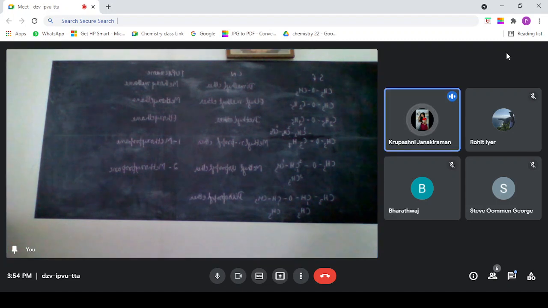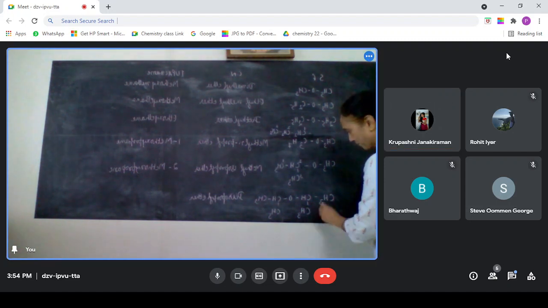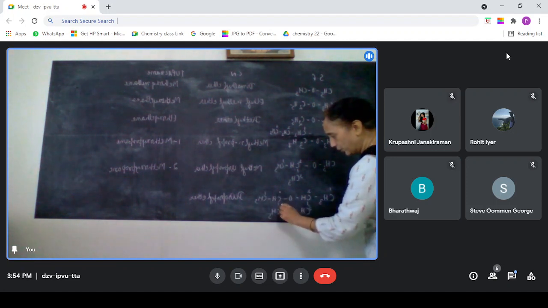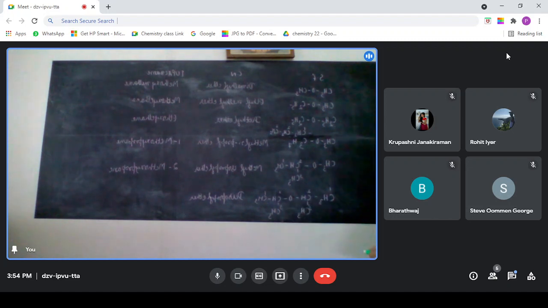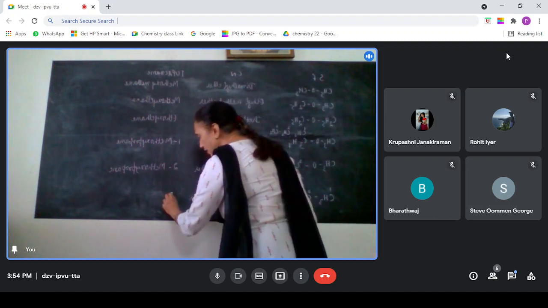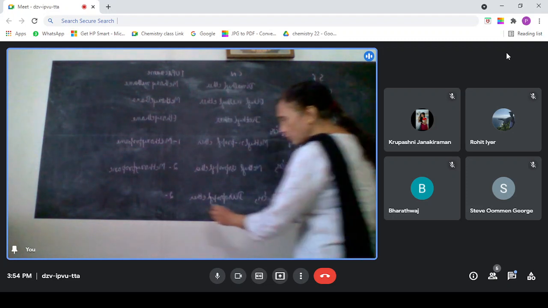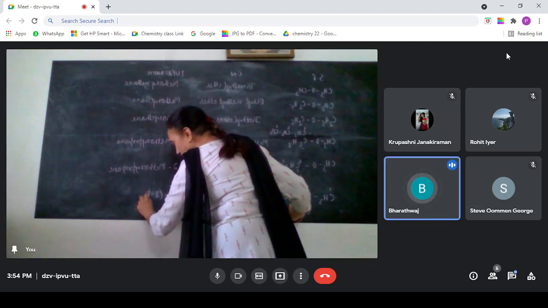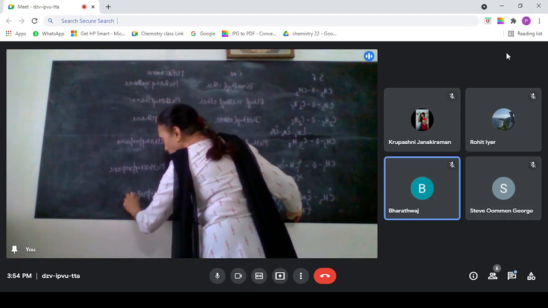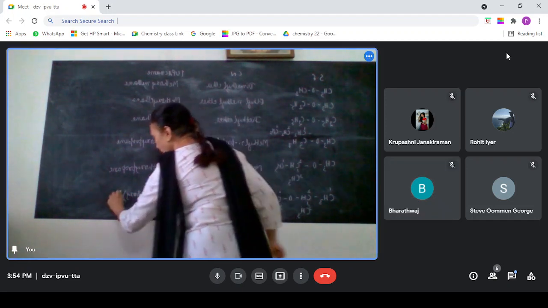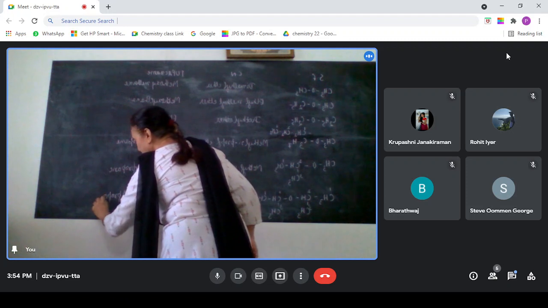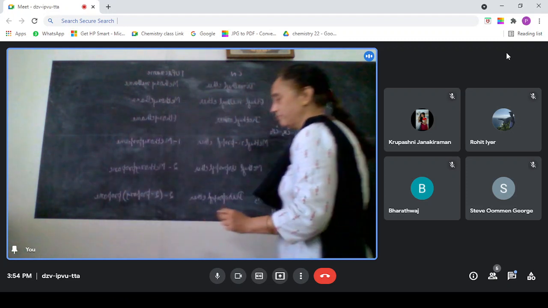2-propoxypropane. See, you are half right, almost right. See, this is 1, 2, 3. This is also 1, 2, 3. Correct? In such cases, you will write 2, this, and this is also 2. 2 comma 2 propoxy. 2 propoxy propane. Very good try, Krupa and Bharat.